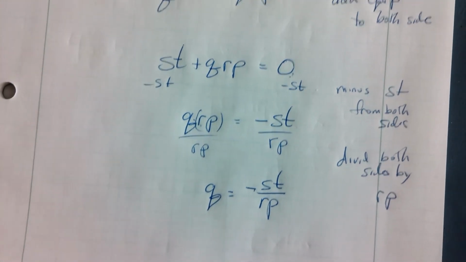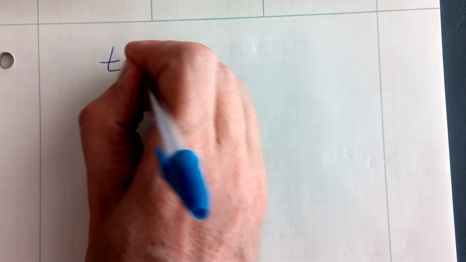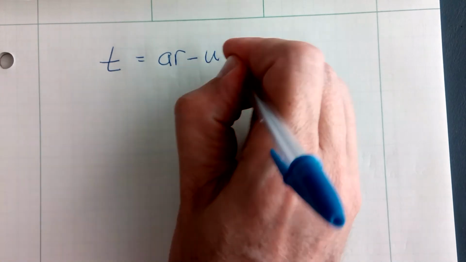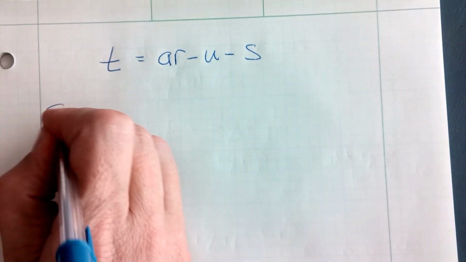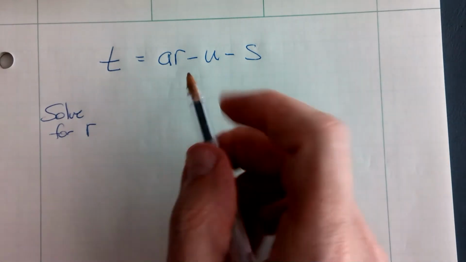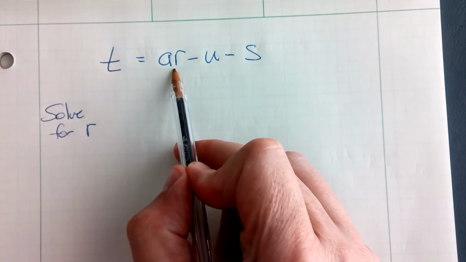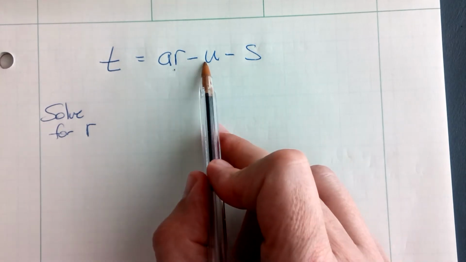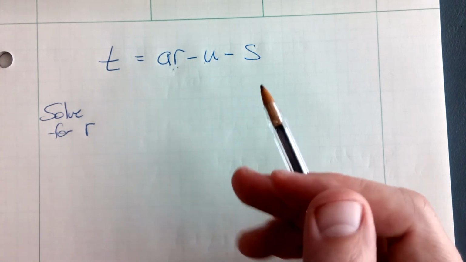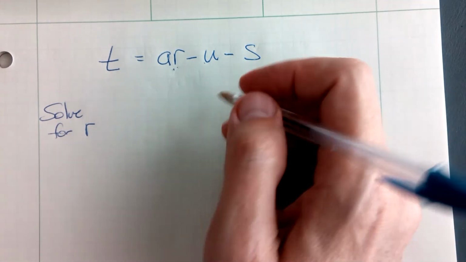Let's do another example really quickly, because I want to make sure we have some addition or subtraction in there. Let's say I had t equals a times r minus u minus s, and we want to solve for r. That's this variable here. So again, I'm going to first move these over. I'm actually going to leave the r on the right side to let you know that it is all right to keep the r on the right side. You don't have to move it to the left.